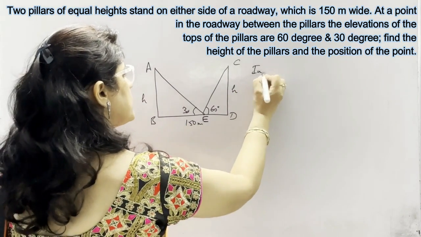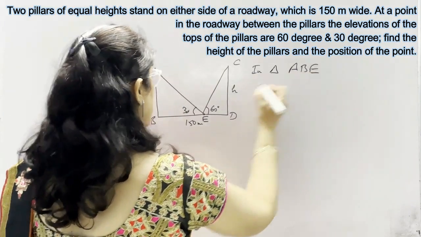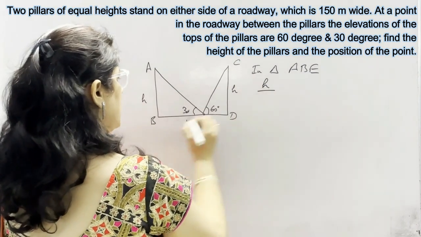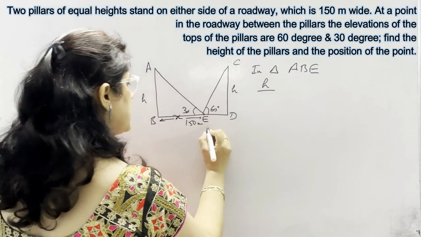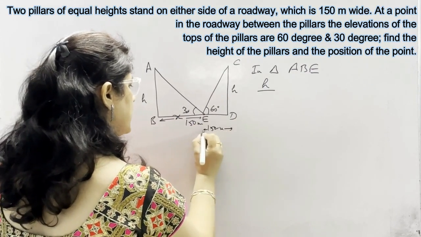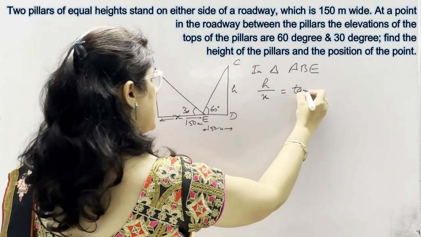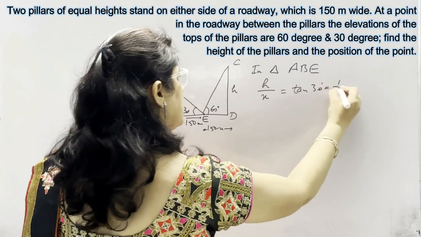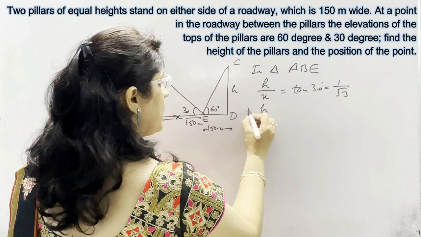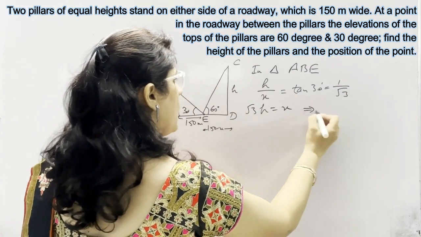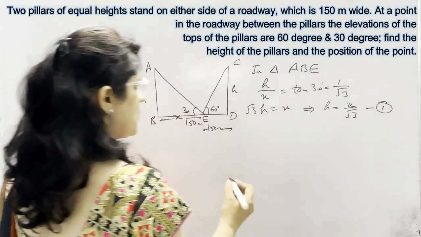So first we are going to take first triangle ABE. In triangle ABE, h is perpendicular and base we can take it as x and another side is 150 minus x. So x is the base, P upon B, it means tan theta, tan 30. Tan 30 is 1 upon under root 3. So under root 3 h is equal to x, or we can take it as h is equal to x upon under root 3 and take it as first equation.